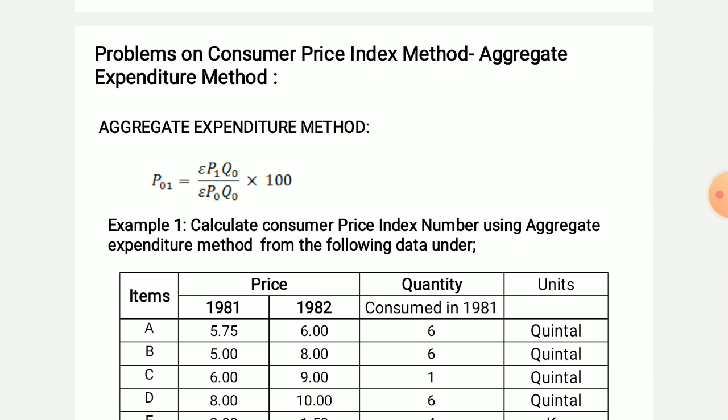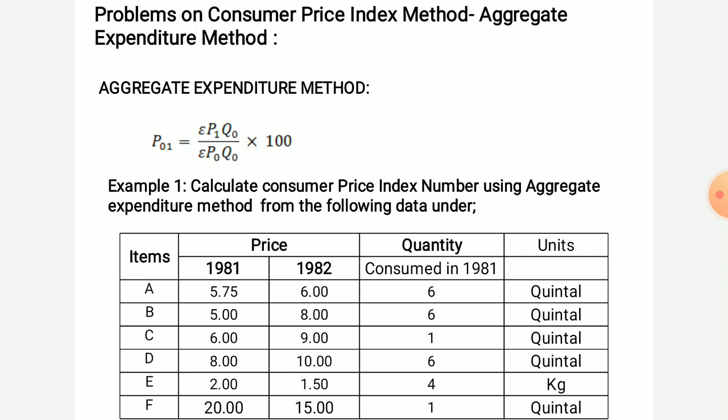Here you already know that the formula to calculate index numbers according to the aggregate expenditure method is P01 is equal to sigma P1 Q0 divided by sigma P0 Q0 into 100, where P01 is the price index number for the current year, or consumer price index number CPI is equal to sigma P1 Q0, current year price into base year quantity, divided by base year price as well as base year quantity, into 100.